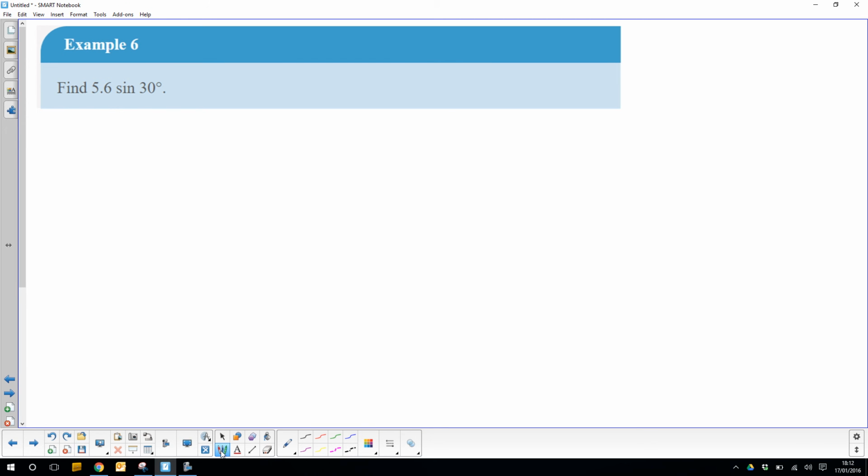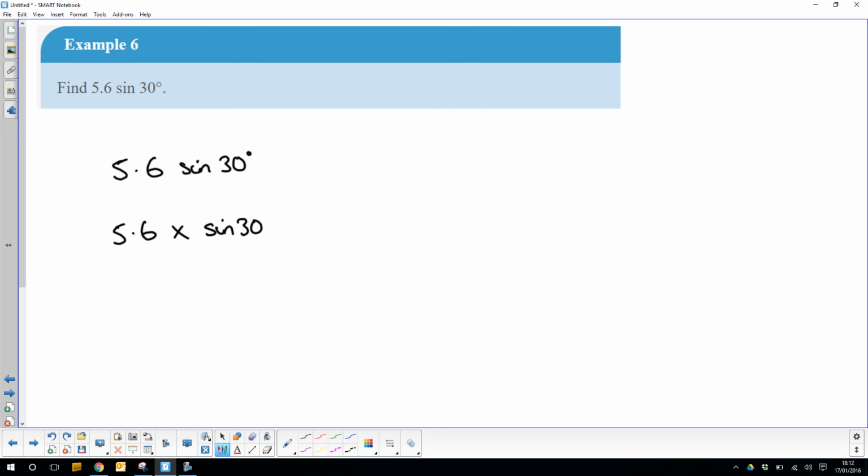Okay, example 6, and it is 5.6, find 5.6 sine 30. Find it. Really that means use a calculator to work out the value of. Now, first of all, let's just look at what this really means. 5.6 sine 30, and it is sine, not sin, and that's a little bit of a pet hate of mine. So you'll call it sine, cosine and tangent, or sine, cos and tan, but not sin. Now, 5.6 sine 30 means 5.6 times sine 30.